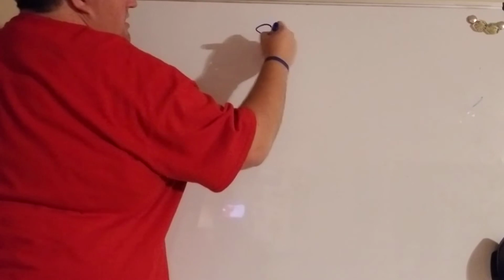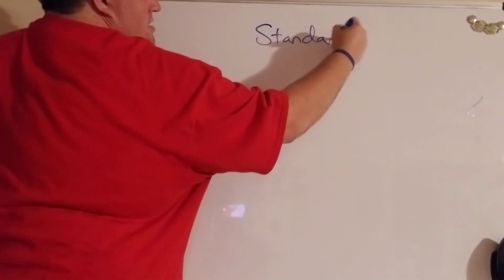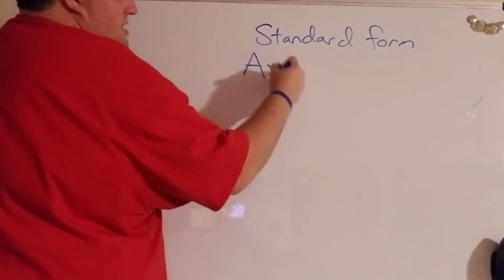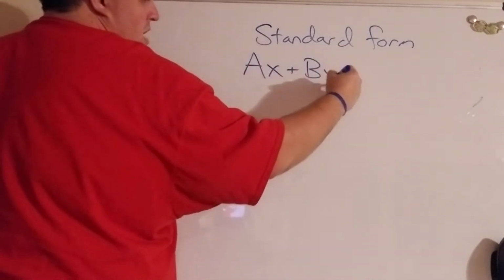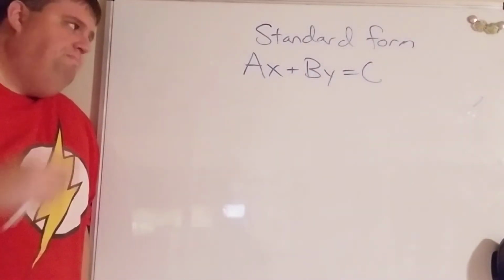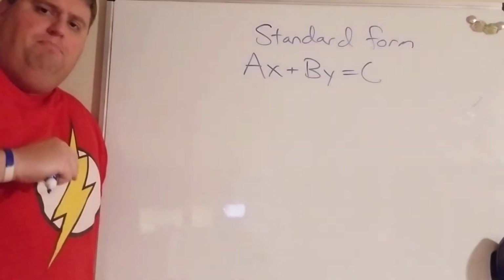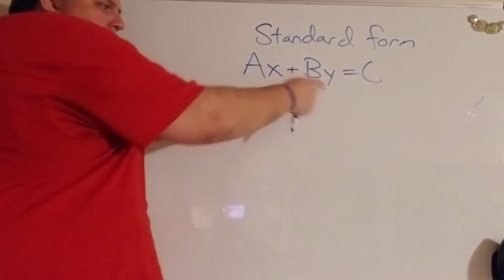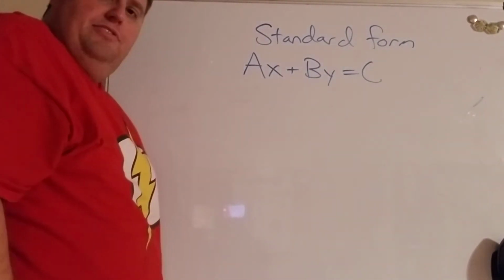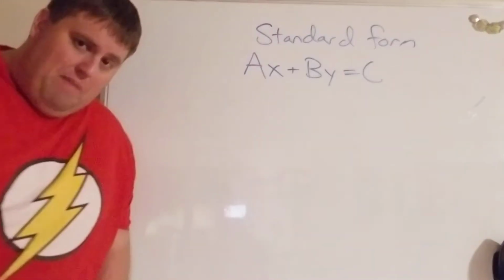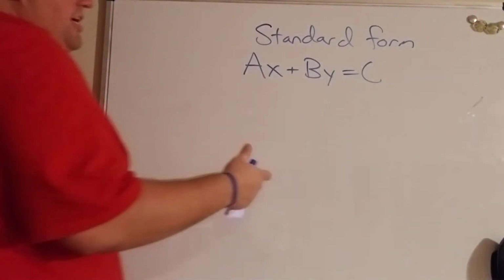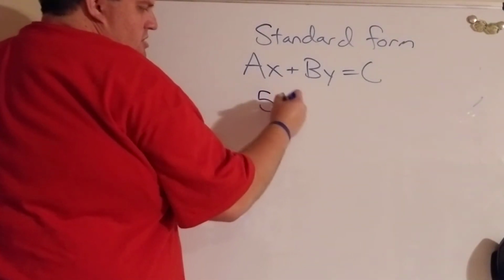So standard form looks like this. Basically, you'll see this often as AX plus BY equals C. That's like the fancy way that people will say that. Here's what is important there. X and Y are on the same side of the equation, and the constant is by itself on the other side. That's the main criteria of standard form. There are a couple other things that are important, which we'll talk about in a second.